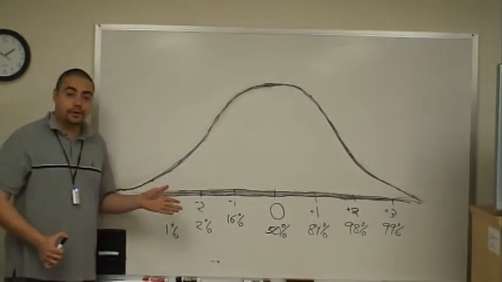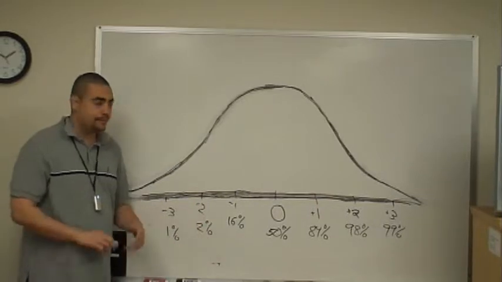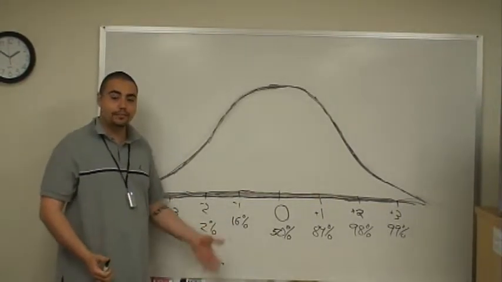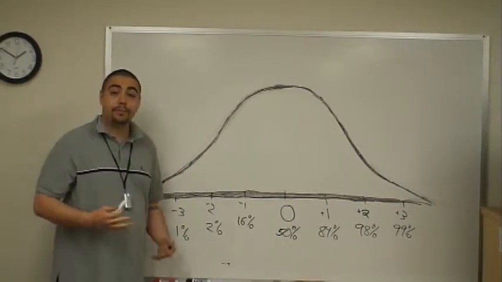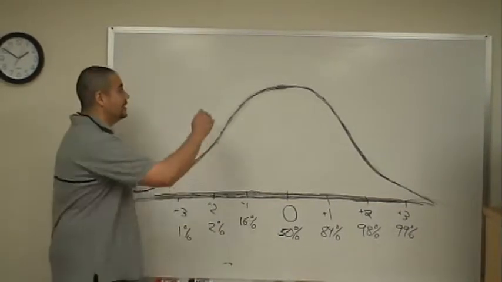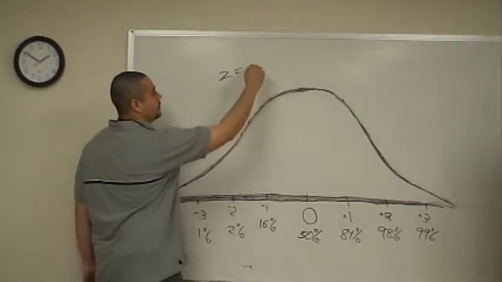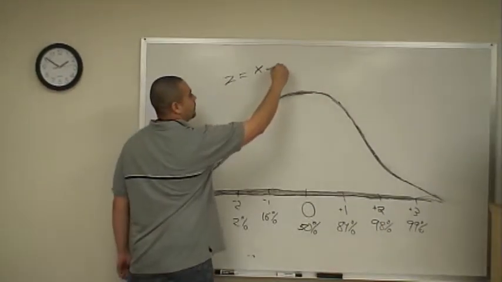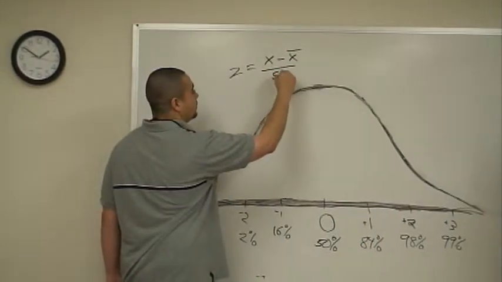All standardized scores, or most standardized scores, are based on this distribution. And you can figure out the percentile rank of any standardized score by knowing this. If you remember, the formula to figure out an individual's z-score is z is equal to the person's score minus the mean, over the standard deviation.